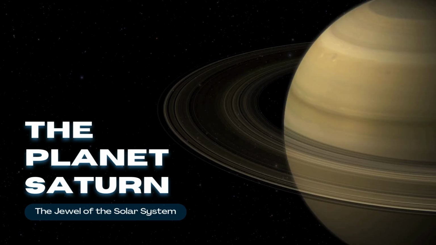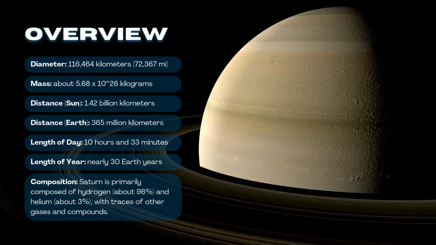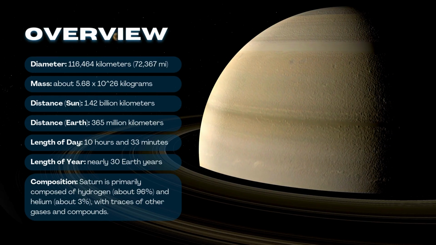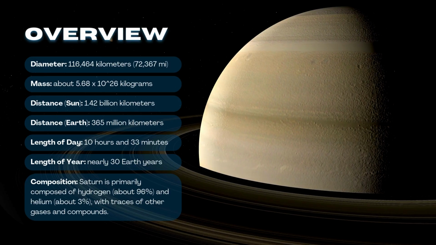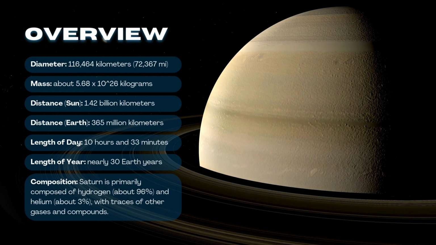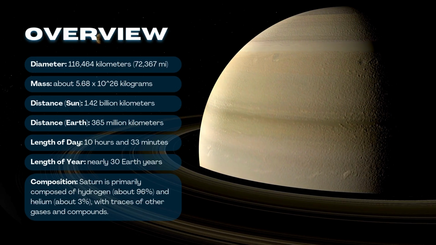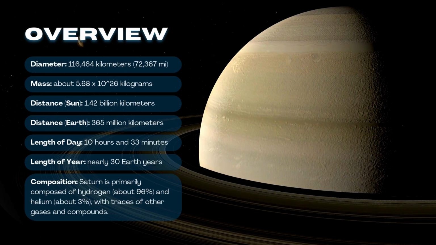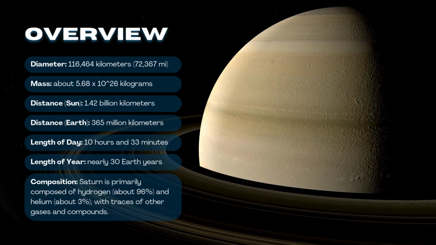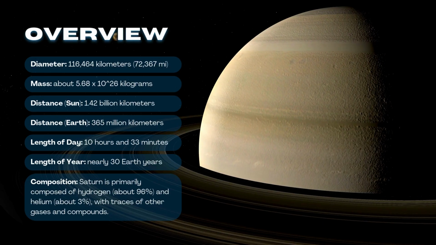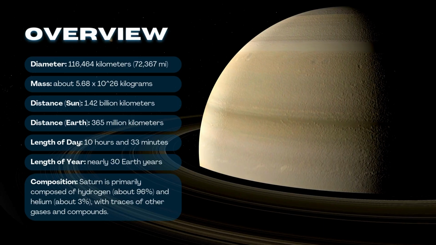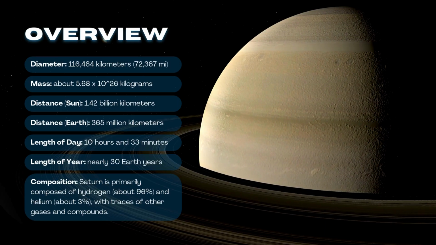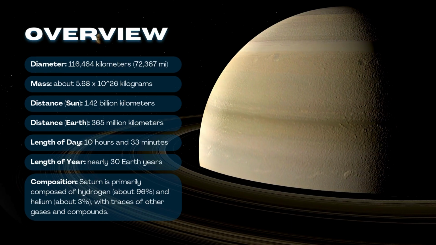The planet Saturn. The jewel of the solar system. Overview. Diameter, 116,464 kilometers, 72,367 miles. Mass, about 5.68 × 10^26 kilograms. Distance, Sun, 1.42 billion kilometers. Distance, Earth, 365 million kilometers. Length of day, 10 hours and 33 minutes. Length of year, nearly 30 Earth years.